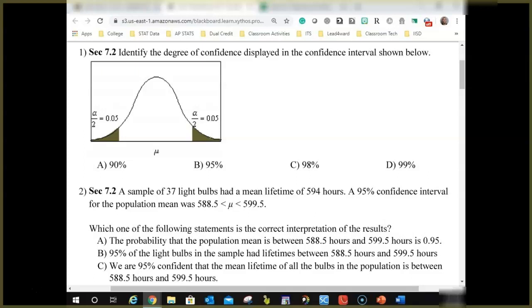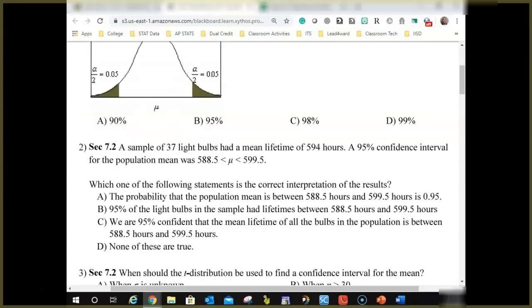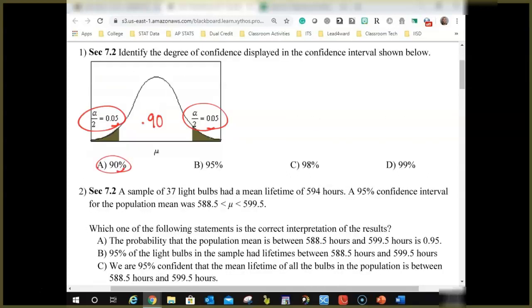So this particular question comes from Chapter 7. It says, identify the degree of confidence displayed in the confidence interval shown below. So essentially, what type of confidence interval is this? When we look at that question, we have to think about what would be the area in the middle of the distribution. If you have 5% here and 5% here, then what area is really left in the middle of our distribution? That would be 90%. So this would be a 90% confidence interval. So that would be the gist of question number 1.